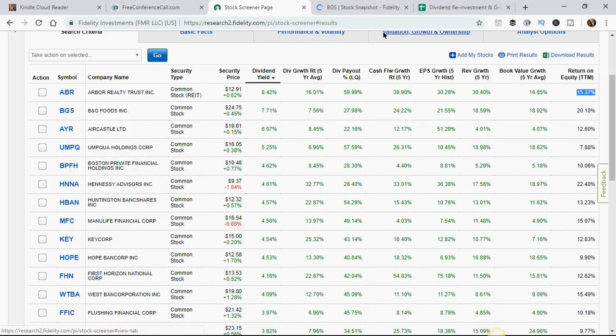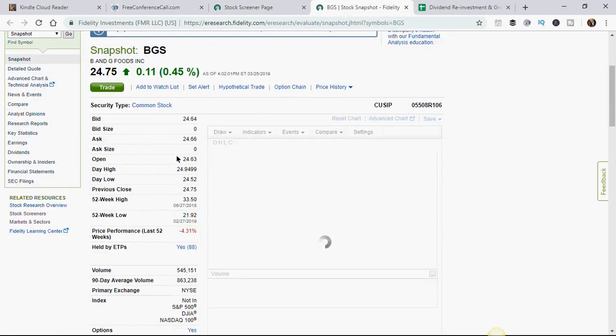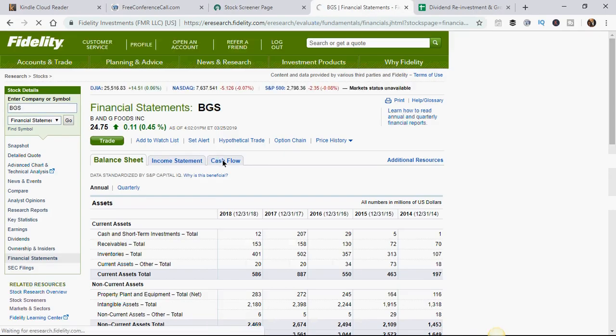B&G Foods. Didn't we look at this? Looked at this one last week. We did? All right. No need to go back. It does look familiar, though. All right. Well, we'll know in just a second.